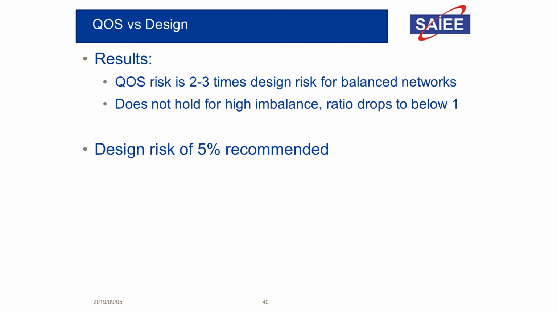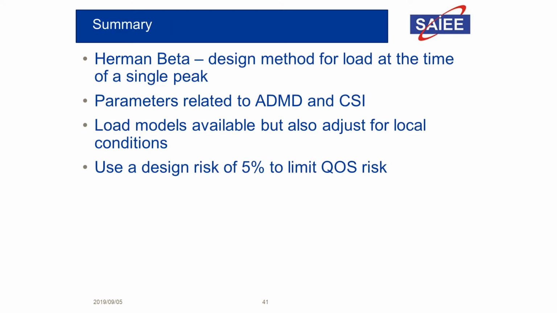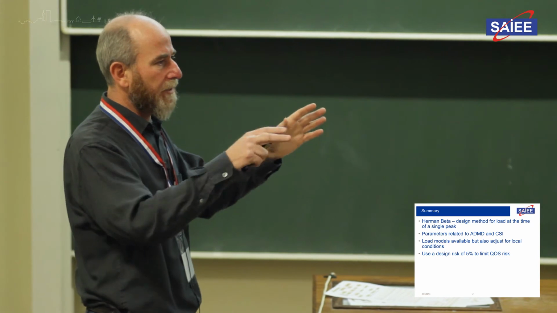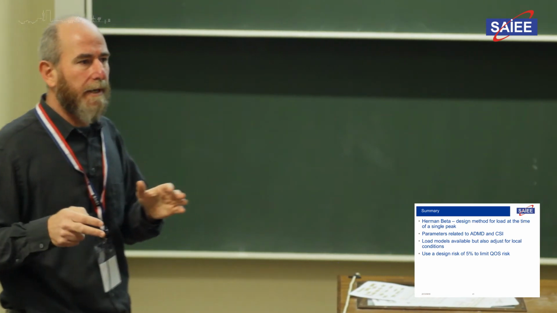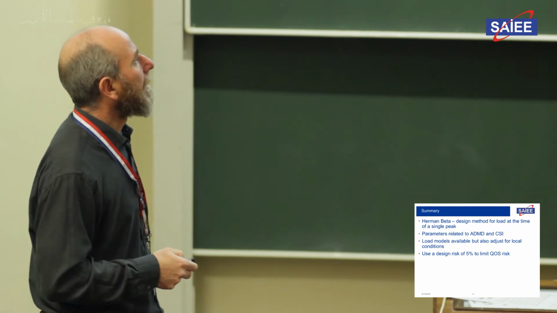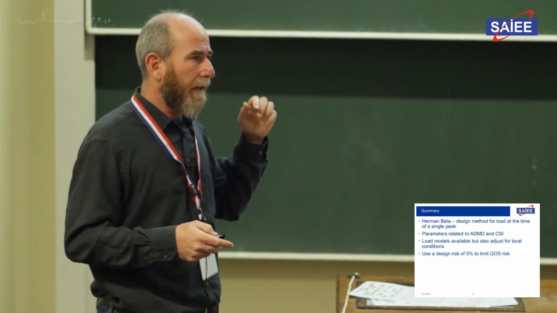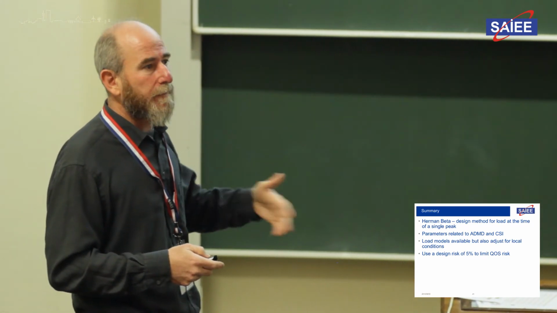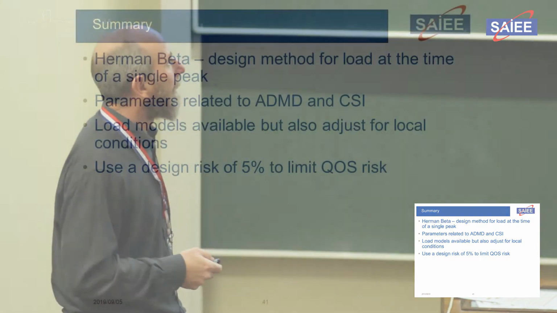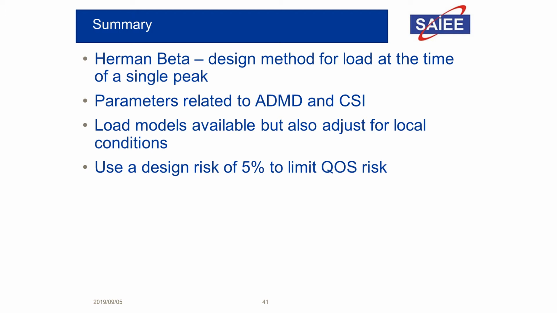So here's my summary. The Herman beta method looks at a single point in time. We can get the ADMD, and we can get the parameters for that from where it is in the country and the ADMD. And ADMD we can roughly get from the consumption. So if you purely want to do a lookalike, you've got houses with a certain consumption in roughly the same area, that's probably okay. You probably want to adjust it for local conditions: the densification we spoke about, theft, load growth, all these practical things. You need to factor that in. And you want to use a design risk of 5%. That will give you the 1 out of 10.